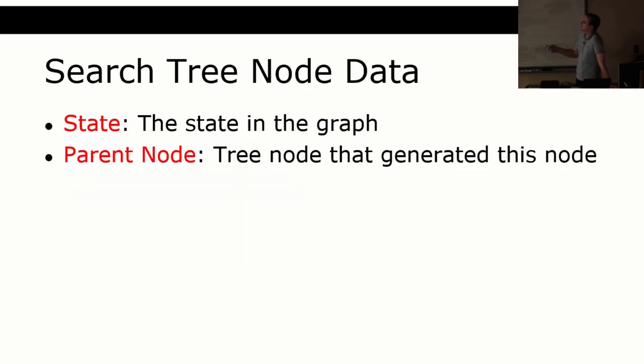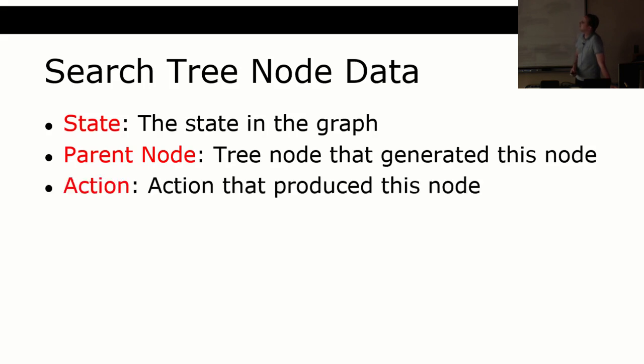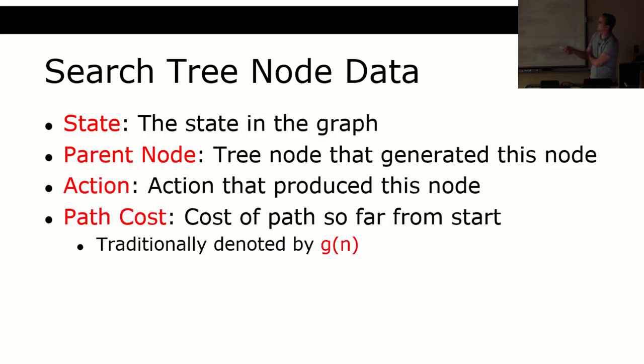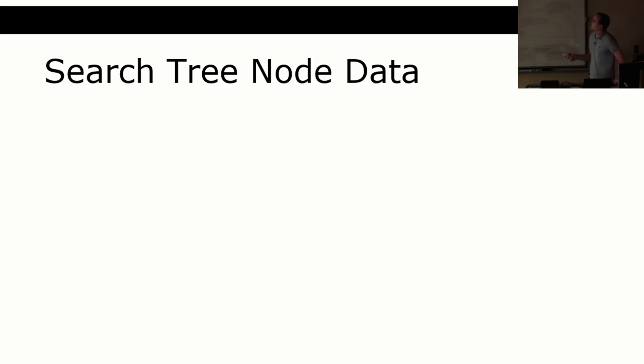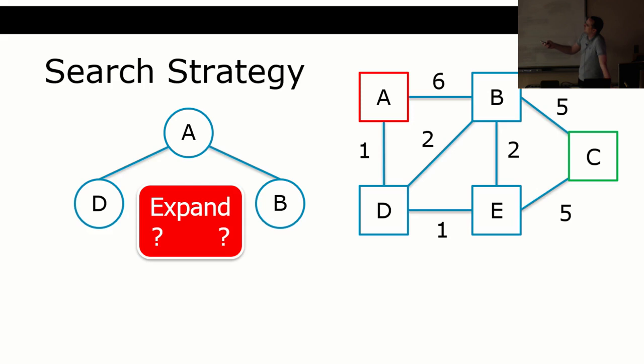So that's the parent node, that's the node that generated that node. We may also, depending on whether we want to know the path, store the action that produced that node. We may store the path cost so far. So how far have I traveled from the start? So up here in our example, if I went from A to D, I could store A to D, that's 1, right? Or A to B would be 6, so I could store that.